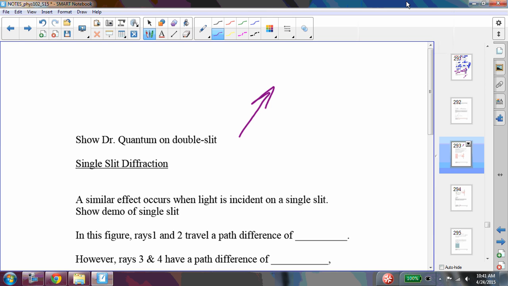Okay, now let's look at single slit diffraction. This is a very similar effect to what we get with double slit diffraction, except with a single slit. You can do this if you want to try it at home.